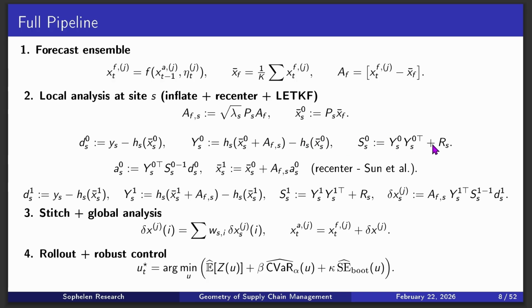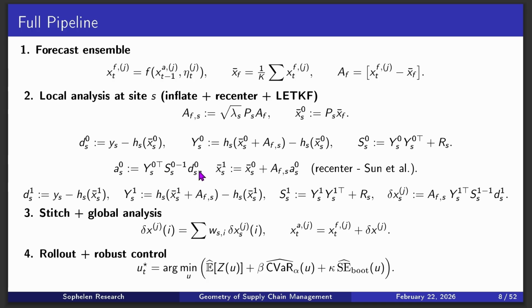Now, once all that has happened, you calculate the total observation covariance. This is actually another approximation of the observation covariance. And then from that, you do a standard Kalman filter, and you get your distribution.